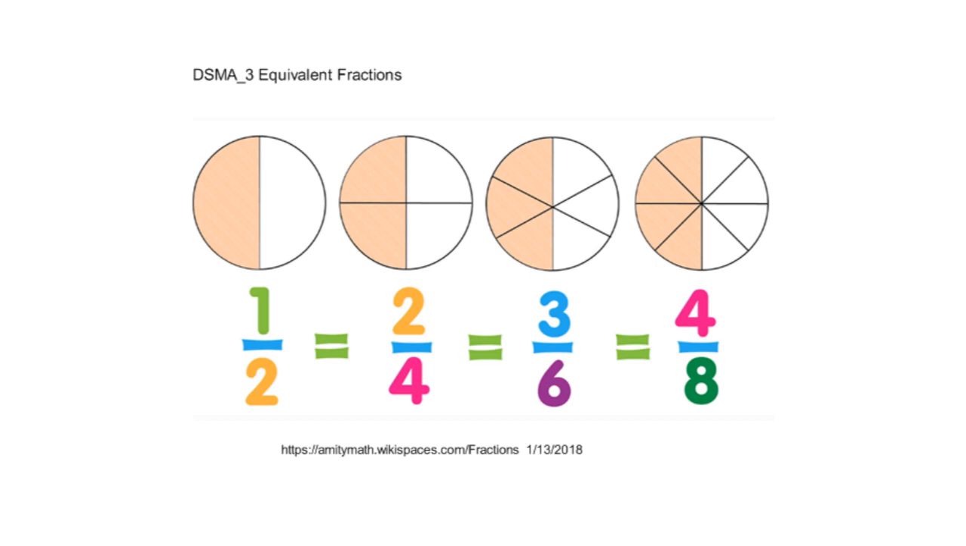On the second circle, we have 4 equal parts, 2 parts are shaded. So the fraction that represents that is 2 over 4. And the next one is 6 equal parts. 3 of those are shaded, so 3 over 6. And the last one is 4 over 8, or 4 shaded parts out of 8 equal parts.